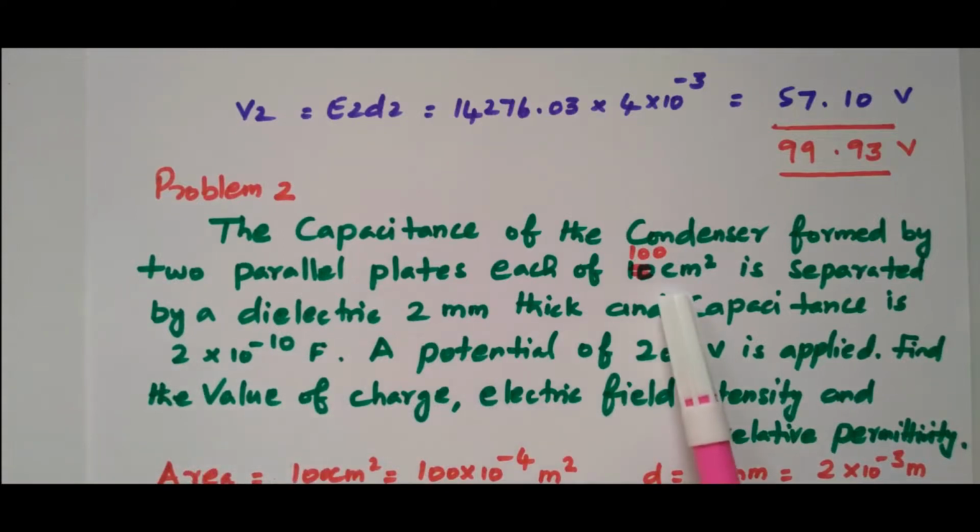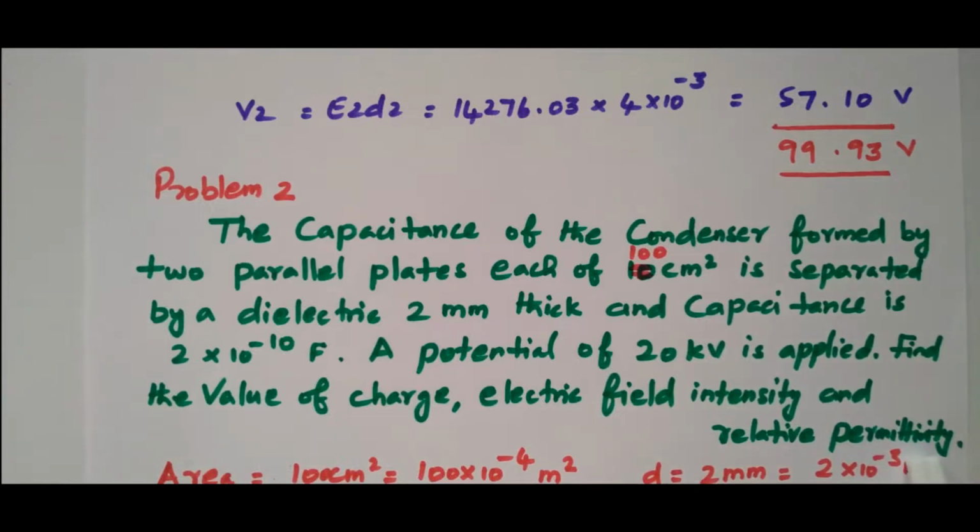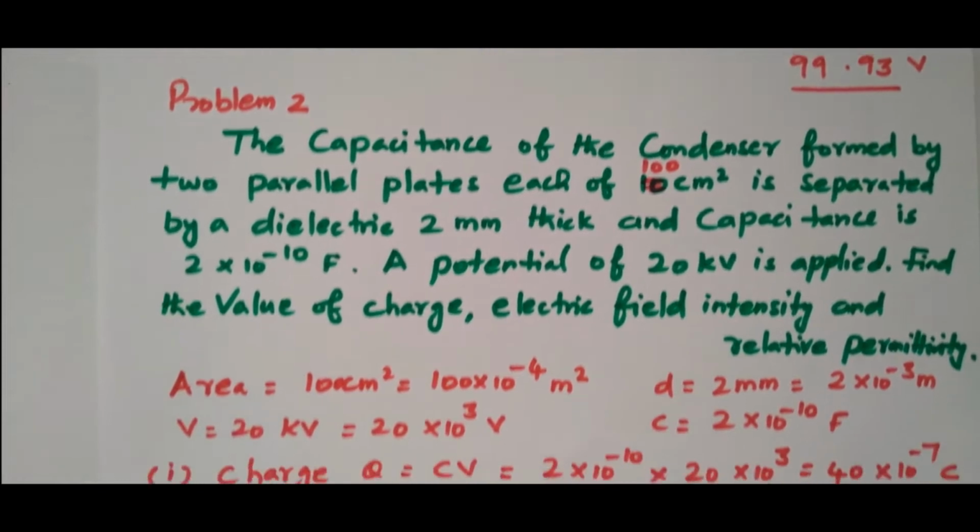Right? So the area of the plate is available, the distance between the plates is available, and the capacitor value is available. The potential applied is 20 kilovolt, 20 kV. Right? We need to find the value of charge, electric field intensity and relative permittivity. We need to find these three values, right? First we will see the given data.